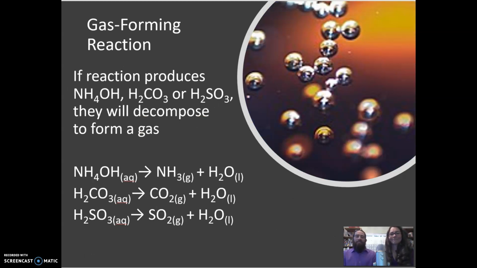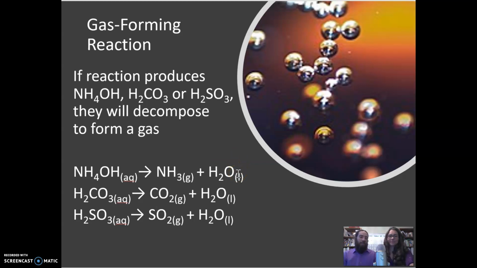So this is just kind of an interesting aside, and we're going to come back to this later, but if we have these compounds, we've got the NH4OH, that's ammonium hydroxide, H2CO3 or H2SO3. These three compounds, we have to make special note of these. These decompose. So we talked about decomposition reactions. So we could have a double displacement that forms one of these. Well, these decompose. So it's almost like two reactions going on. So if we produced NH4OH, that would decompose to NH3, which is a gas, and water.